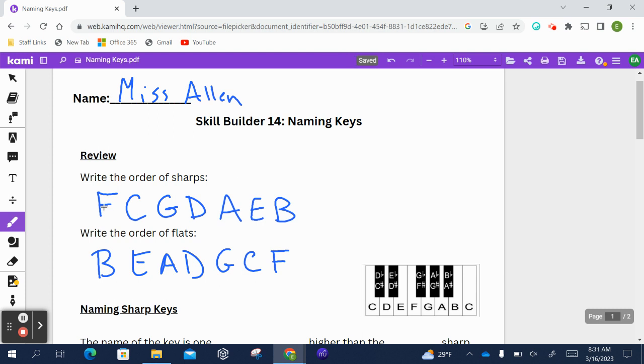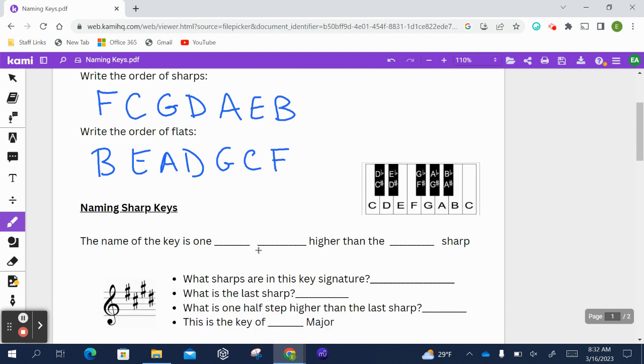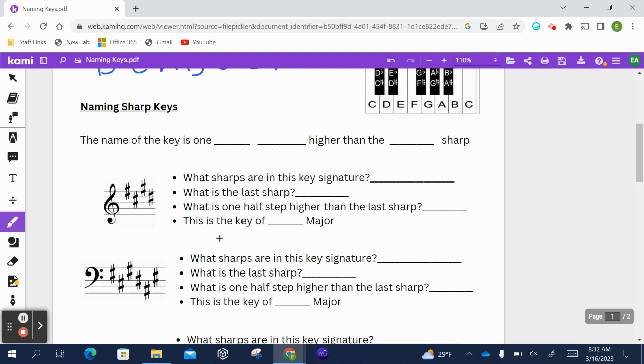And of course, the order of sharps and the order of flats are just the same thing reversed. So if you got one of them, you could just reverse the other one. And so that's going to be important in a moment when we look at how to name these keys. And we'll start with naming sharp keys because there's a different rule depending on if the key has sharps or flats. So the rule for sharp keys is that the name of the key is one half step higher than the last sharp.